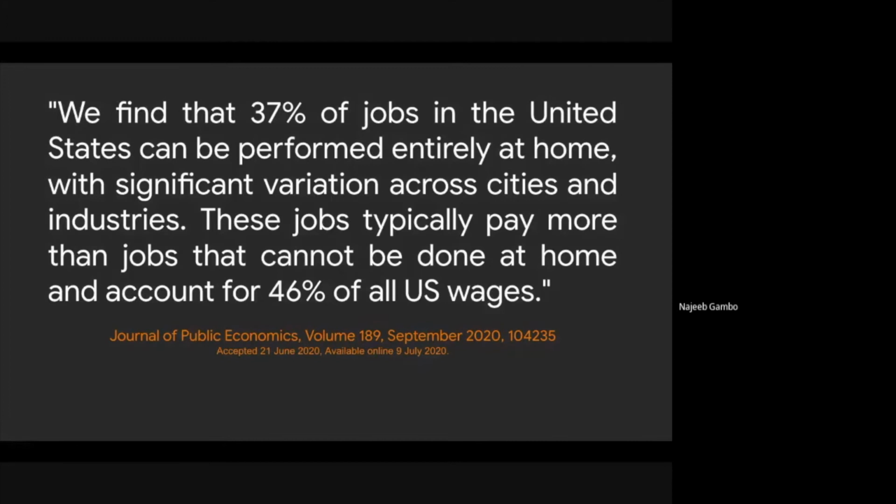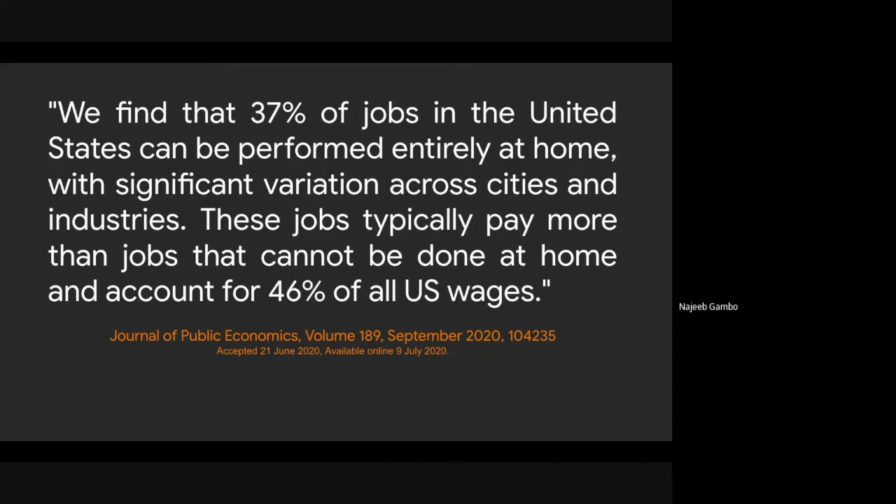recently, in the Journal of Public Economics, volume 189, that will come out in September, the paper version will come out in September, and this article was accepted on 21st June 2020 and is available online from 9th July, like 2 days back. It is research conducted by one Jonathan, who published his research in the Journal of Public Economics. This is the finding of the research.